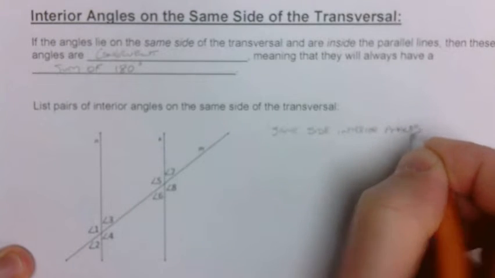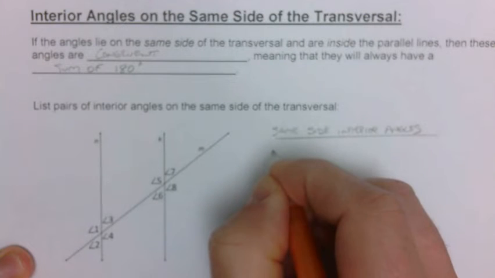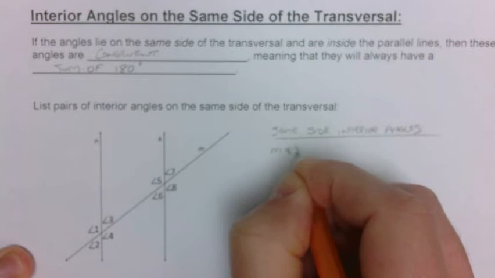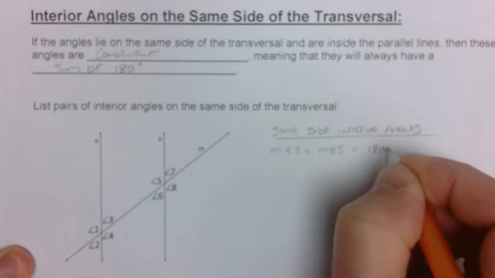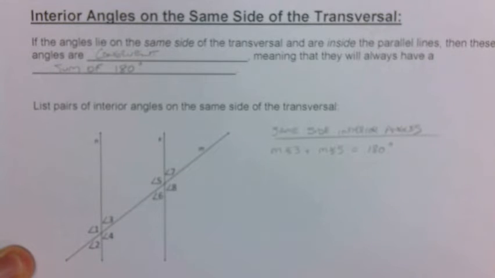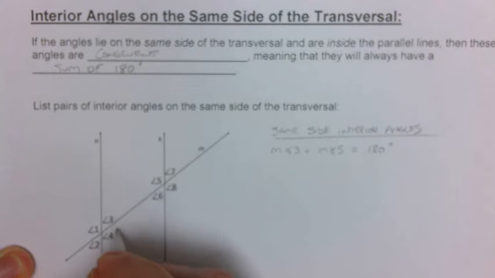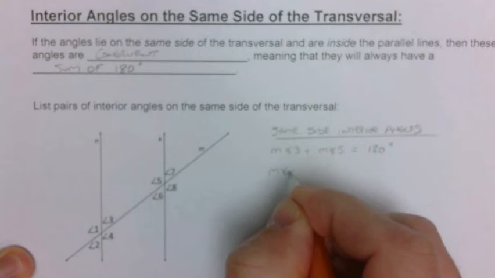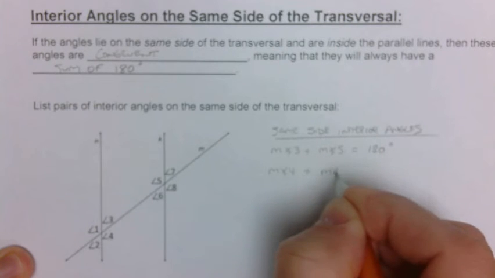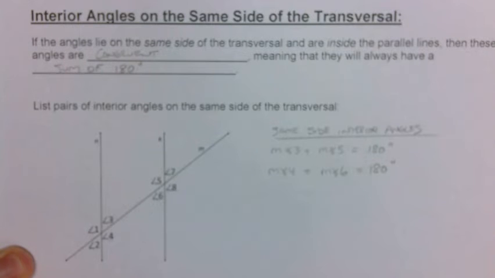Well, from our picture, we were just saying that angle 3 and angle 5 are same side interior angles. So this means that the measure of angle 3 plus the measure of angle 5 is going to equal 180 degrees. Very similar to that, angle 4 and angle 6 are same side interior angles. Angle 4 is obtuse, angle 6 is acute. The measure of angle 4 plus the measure of angle 6 is going to equal 180 degrees.